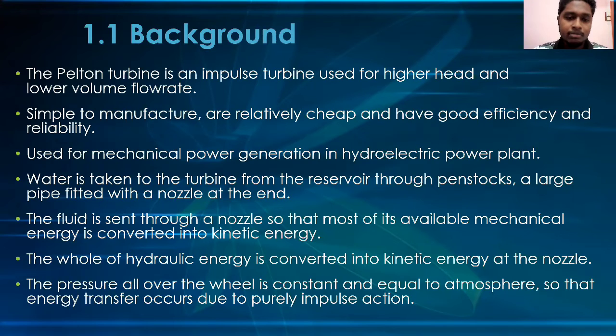Water is taken to the turbine from the reservoir through penstocks. A penstock is a large pipe fitted with a nozzle at the end. The fluid is then sent through a nozzle so that most of its available mechanical energy is converted into kinetic energy. The whole of hydraulic energy is converted into kinetic energy at the nozzle. The pressure all over the wheel is constant and equal to atmosphere, so that energy transfer occurs due to purely impulse action.